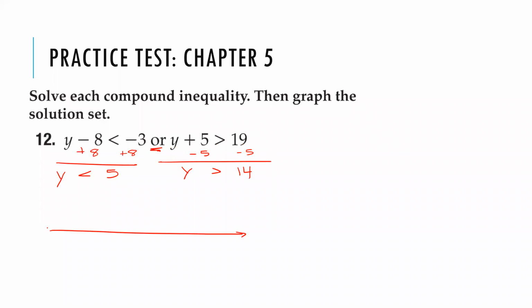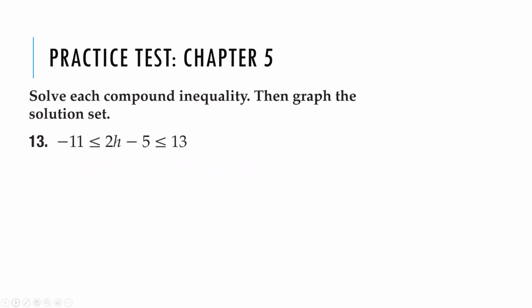So when I graph this, I have an open circle at 5, and everything to the left or less than is going to be shaded in, and then y is also greater than 14. So an open circle and everything to the right is going to be shaded, okay? All right, so in order for this to be true, y either has to be less than 5 or greater than 14. It can't be any numbers in the middle like 6, 6.5, 6.2, things like that, okay?